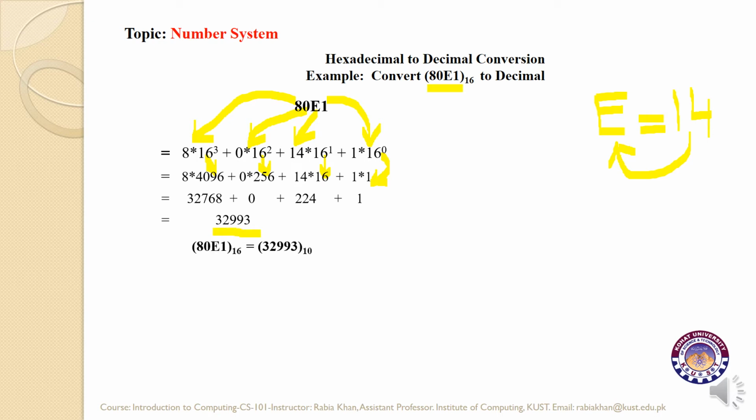How do we write the answer? 80E1 in base 16 is equal to 32993 in base 10. You can see every digit in this end result is within the range of the decimal number system. That is why this number is a decimal number, as decimal digits range from 0 to 9, and every digit within this end result is within that range.